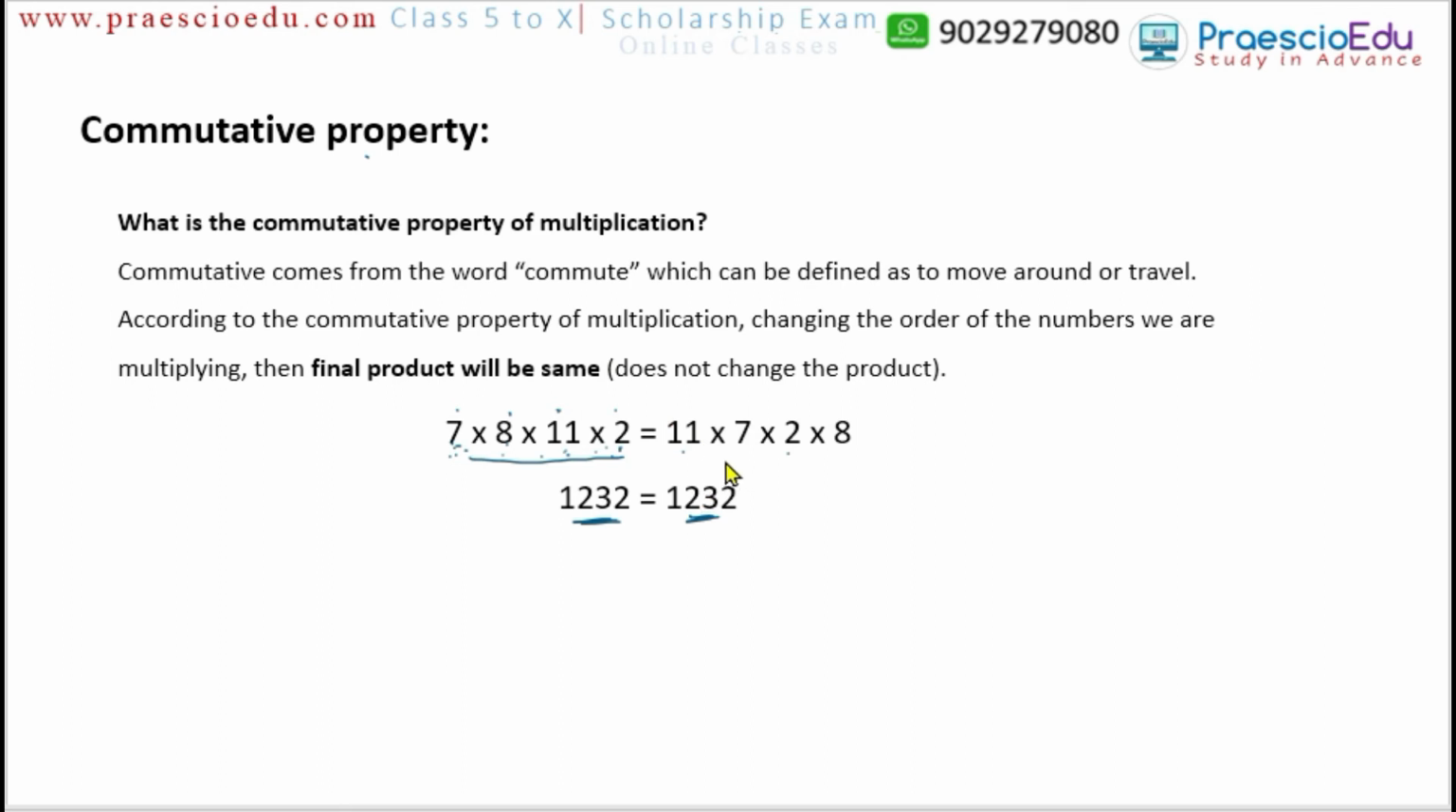It does not change, if we are changing the sequence of these numbers in only multiplication. There is no other operation, this is only about multiplication. So this property says, if we change the order of the numbers in a multiplication, the final product will be the same. It does not change the product. This is very important.